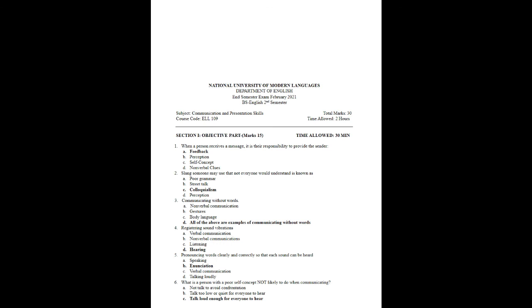What is a person with a poor self-concept not likely to do when communicating? The option is talk loud enough for everyone to hear. Number 7, this is actively paying attention, so the option is listening. The method used to communicate a message, text, talking, writing, the option is communication. The main force in determining if we listen or hear, the option is interest. Which of the following can be a barrier to communication? Option is all of the above.